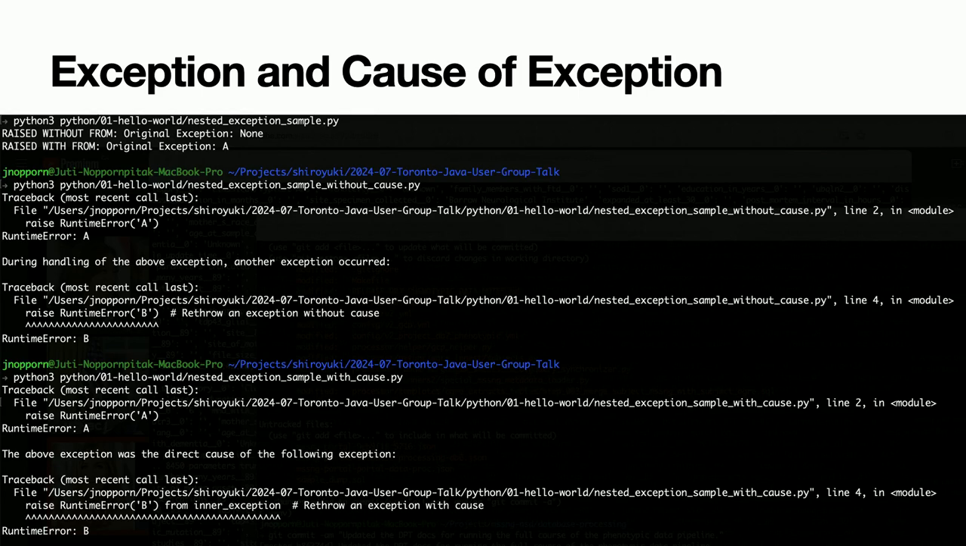And when you read the stack trace, it will also say something different. So, for example, if you don't specify the cause, even though it's showing me the stack trace of what could be a probable cause, it would just say that during handling of the above exception, another exception occurred. The other one would say the above exception was the direct cause of the following exception. So first of all, there's a clue in the message that tells you whether you can actually retrieve something from the exception object or not, depending on how it's actually being thrown.